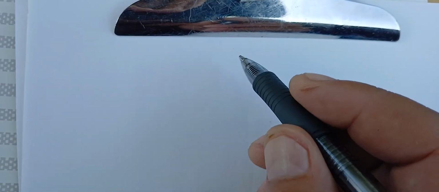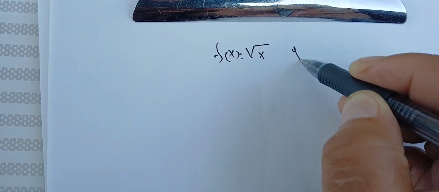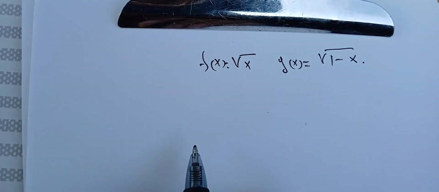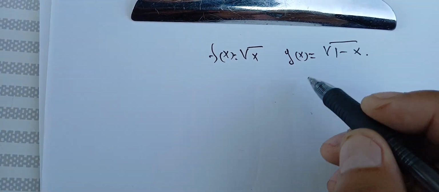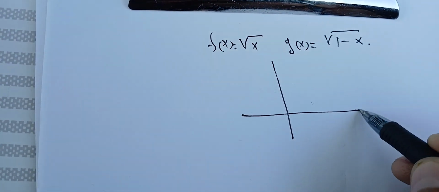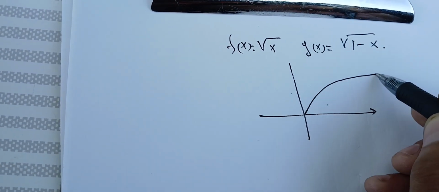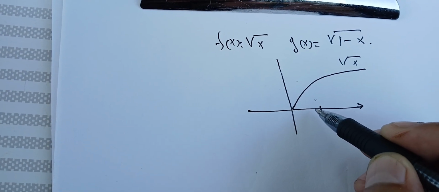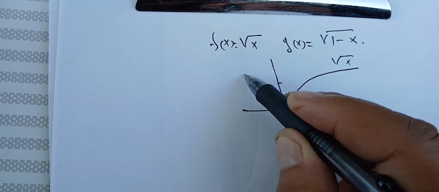Now we're going to find the area enclosed by the two functions f of x equals square root of x and g of x equals square root of 1 minus x. And as usual, these two functions are very simple to graph, and that's what we're going to do. The first one, f of x, is something like this, and the second one is defined when x is less than 1, so it's going to be something like this.